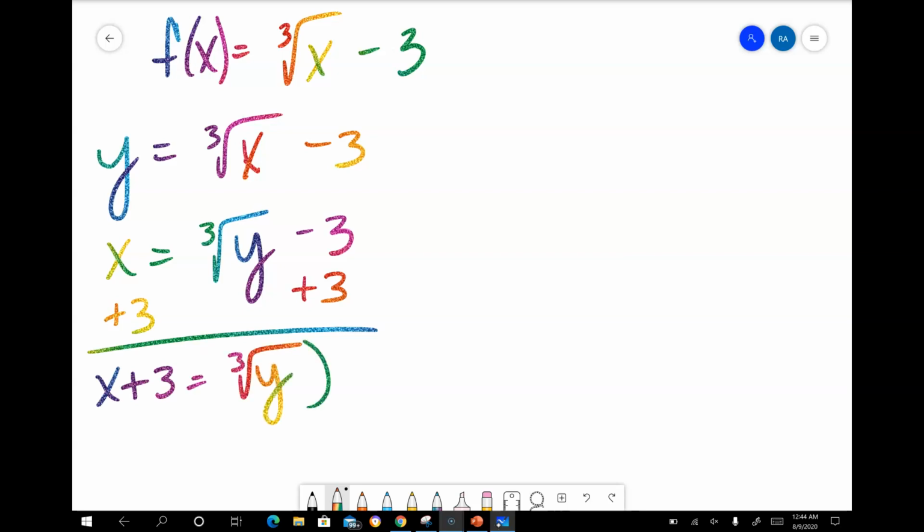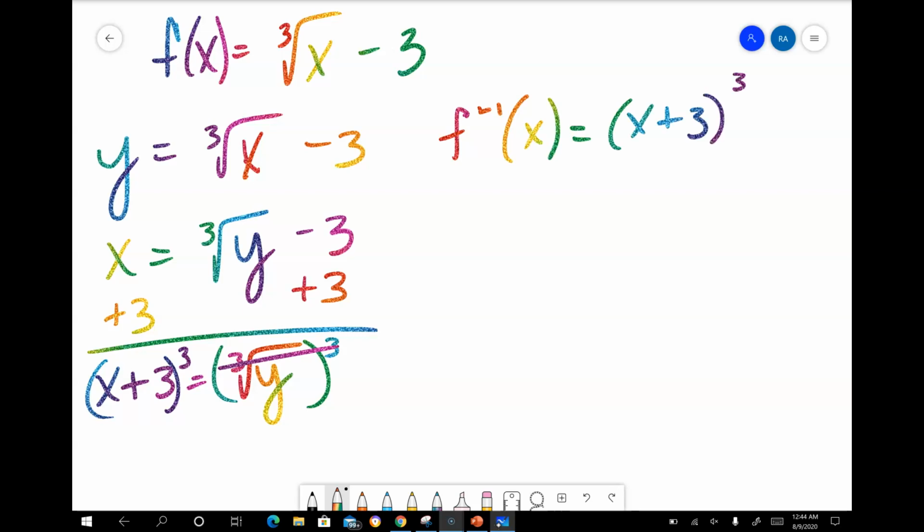To get rid of the cube root, we have to cube both sides. And honestly, I would leave it as just that: x plus 3, cubed. That cubed means that there are 3 of them.